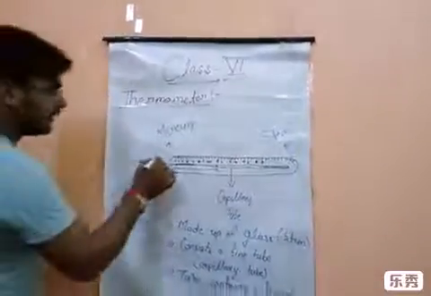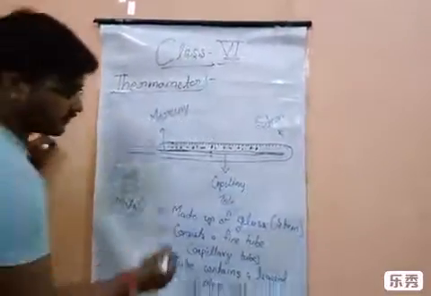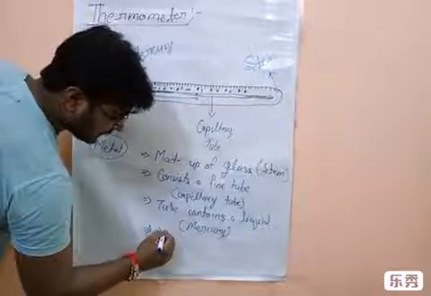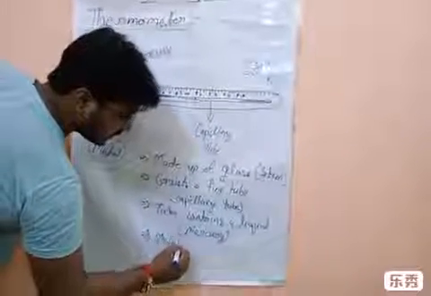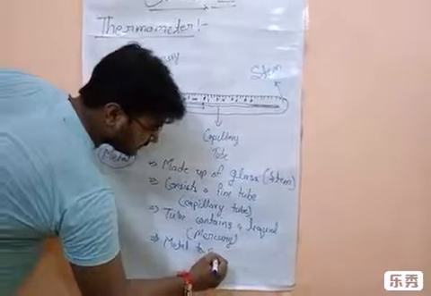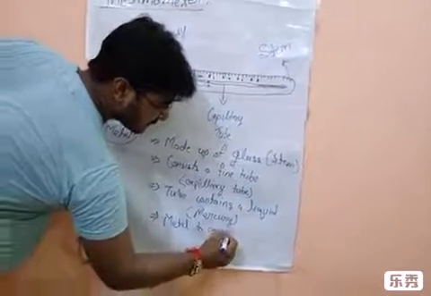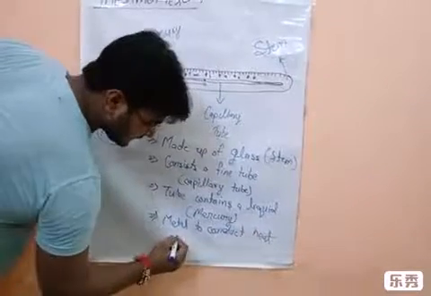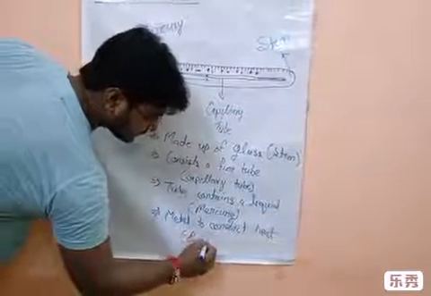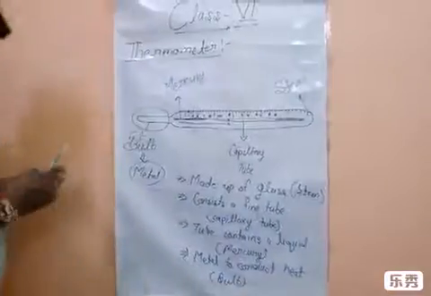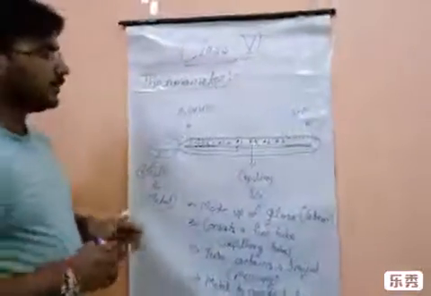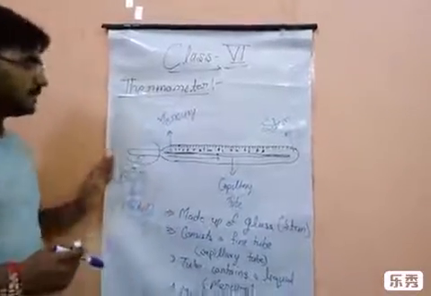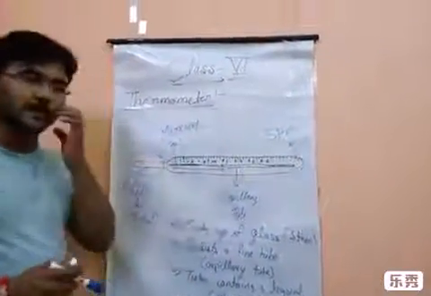What is remaining? The bulb. So we can write it down: metal to conduct heat, and its name is bulb. I think these four points are clear to you about all the structure of a thermometer: what is the bulb, mercury, stem and capillary tube.